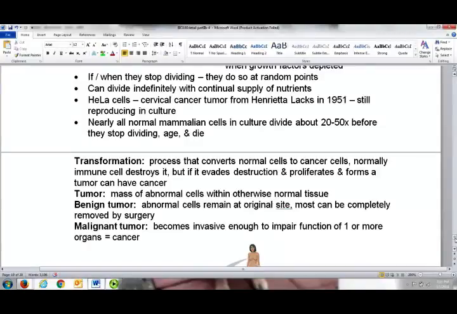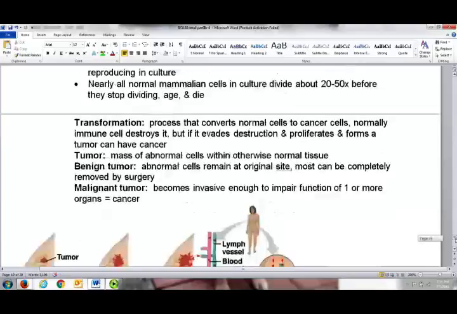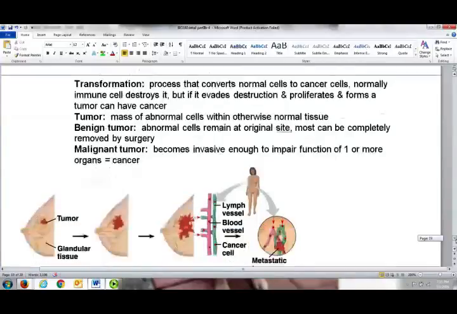A benign tumor is those abnormal cells when they remain at the original site. Most of these can be completely removed by surgery. And depending on where they are and how those cells are behaving, sometimes they're not actually removed. One of the things, they can be problematic just because they don't really care that there's not space for them to grow, and they'll continue to grow and compromise the other tissues.